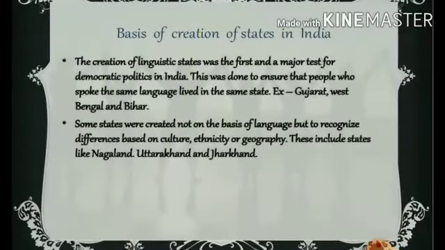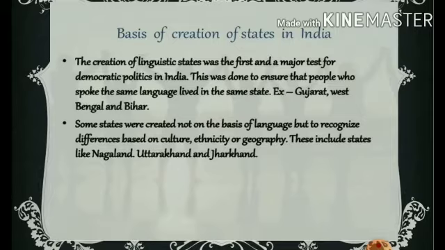Now, the basis of creation of states in India. After independence, how were the states created? The creation of linguistic states was the first and major test for democratic politics in India. This was done to ensure that people who speak the same language live in the same state. For example, people who spoke Gujarati came under Gujarat. Those who spoke Bengali came under West Bengal, and those who spoke Hindi came under Bihar.